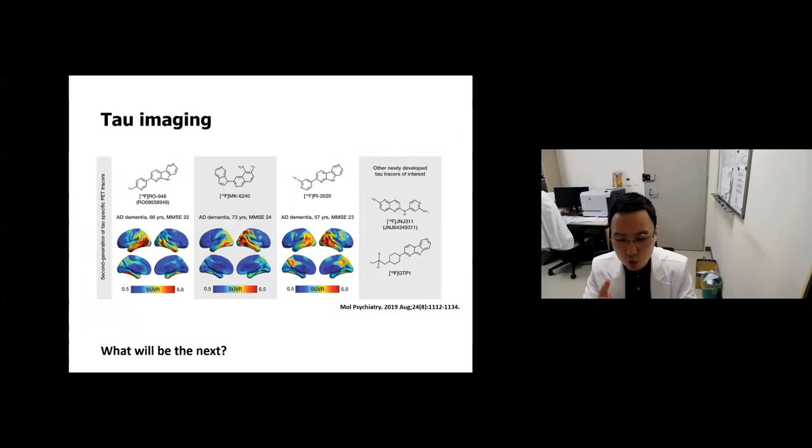So now, what will be the next tau tracer? And I think this will be an interesting subject that you might have in mind.